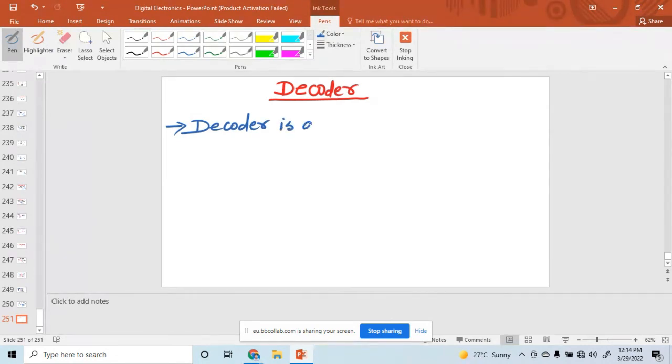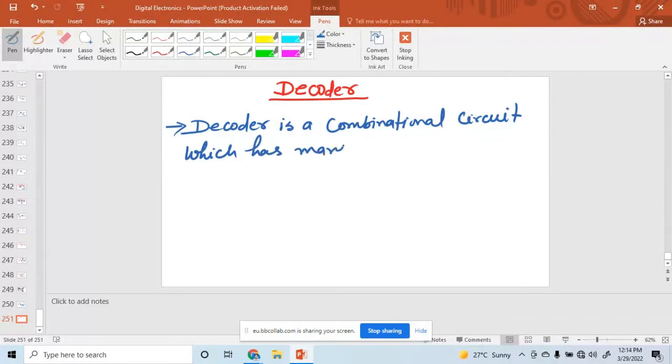Decoder is a combinational circuit which has many data inputs and many outputs.